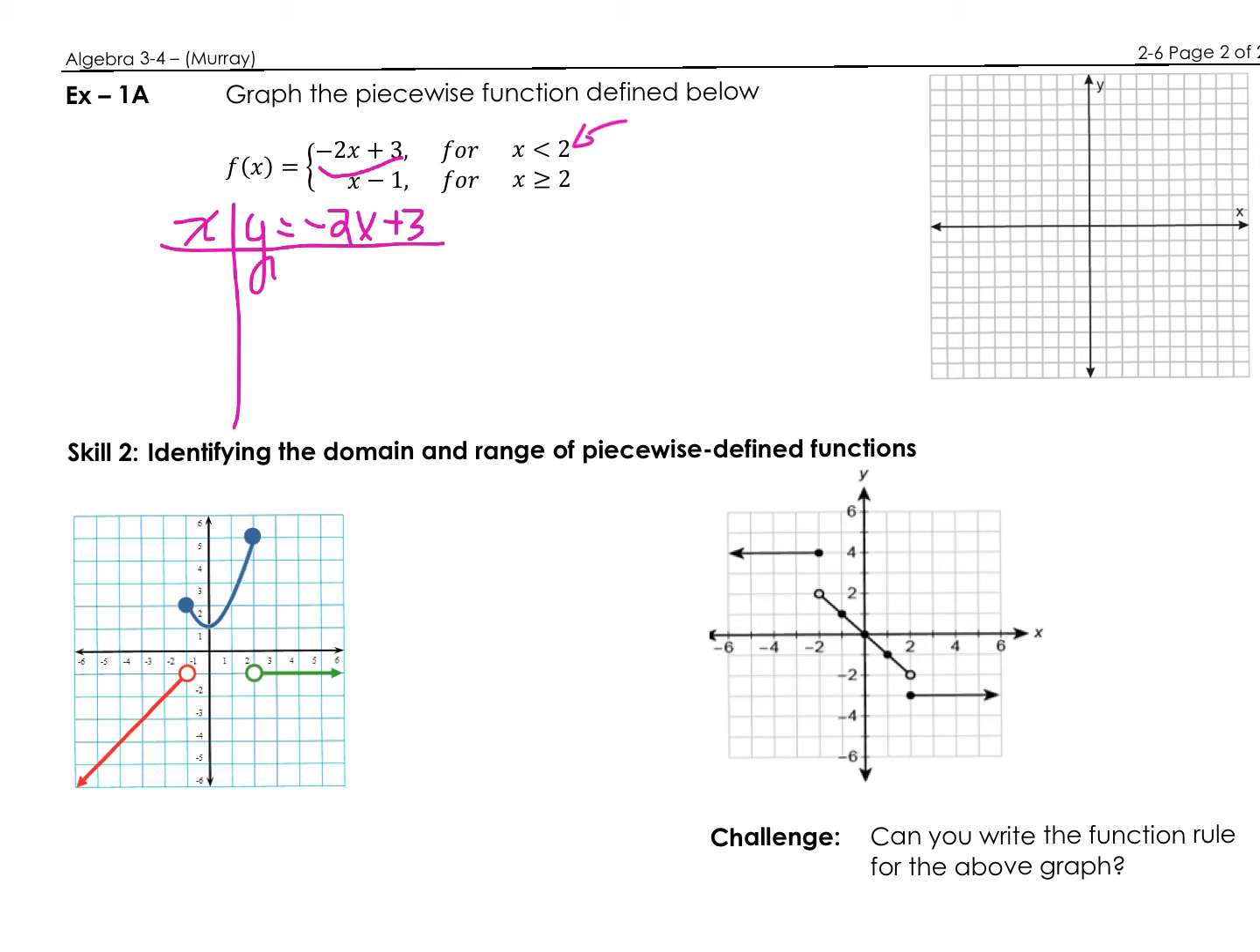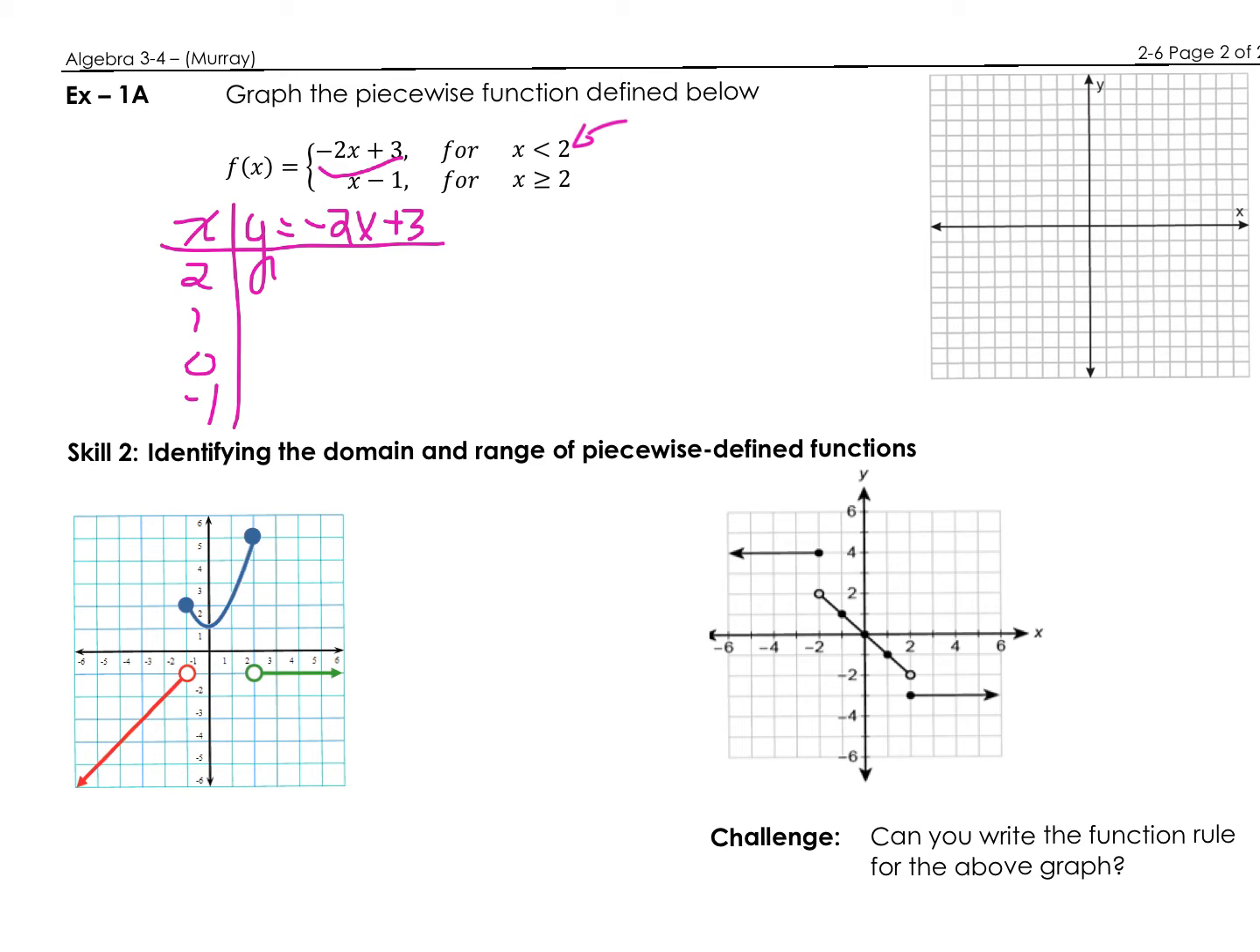So I'm going to do an xy table. And I'm just going to choose a couple of values because then you can start to see the pattern. So I'm going to start with 2. You always start with your boundary point. And then because it's less than 2, I have to go less than 2. So the next number less than 2 is 1, and then 0, and then negative 1. So we're going to stop there.